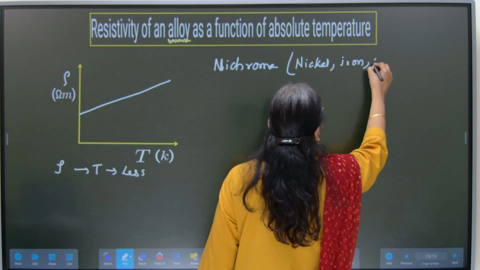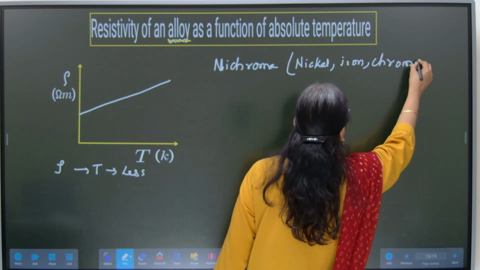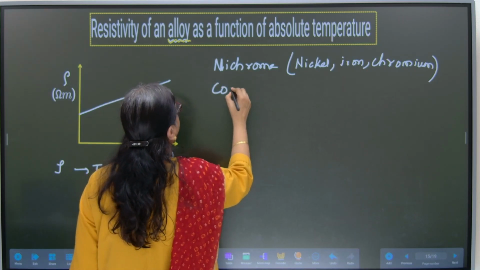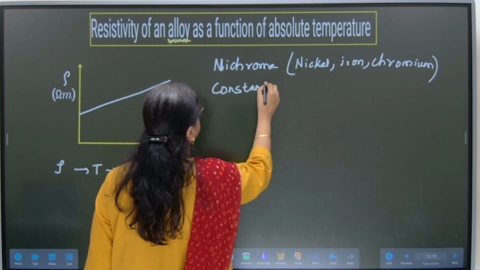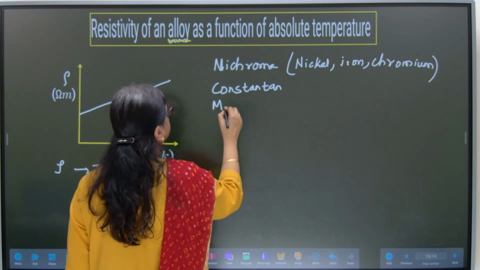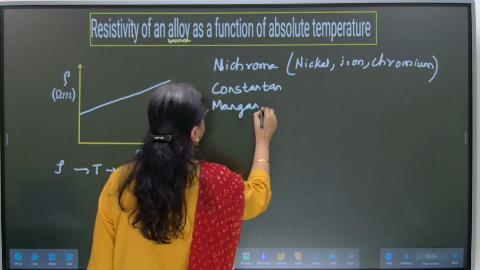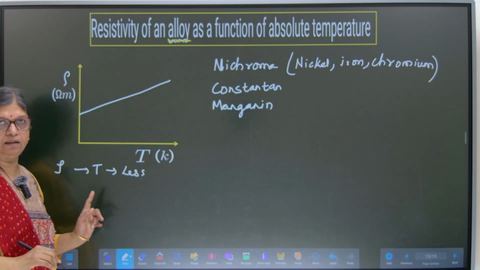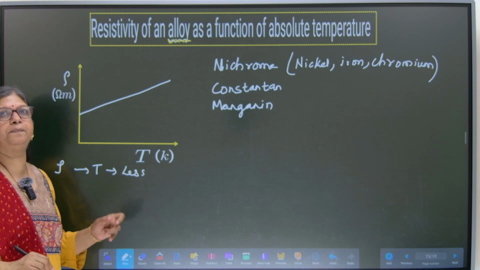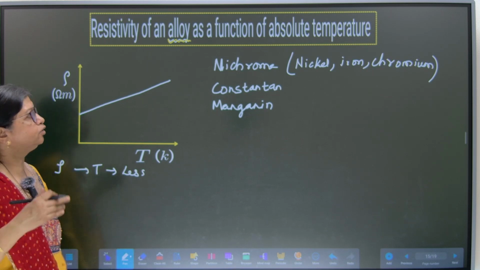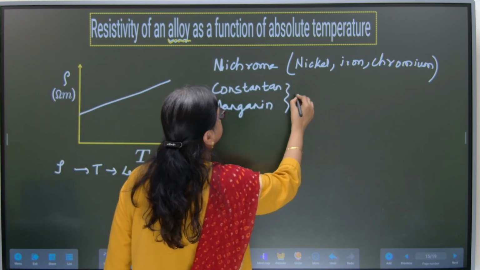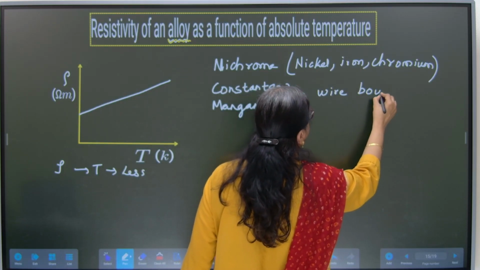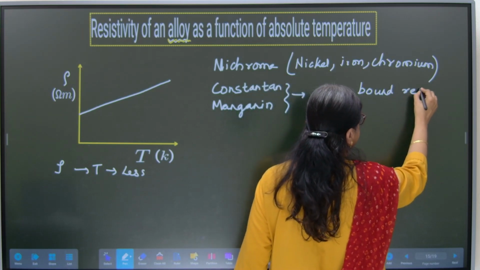iron and chromium. There are other examples like constantan and manganese, which also has the same property, that resistivity and temperature dependence is very less. So these materials are used in wire bound resistors.